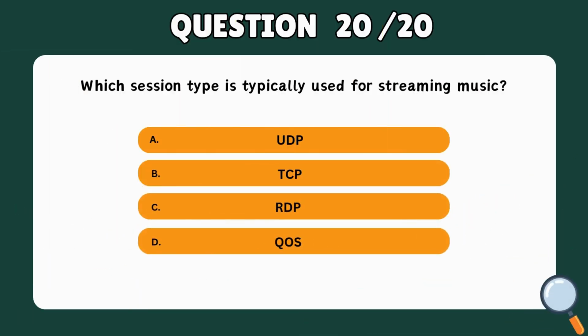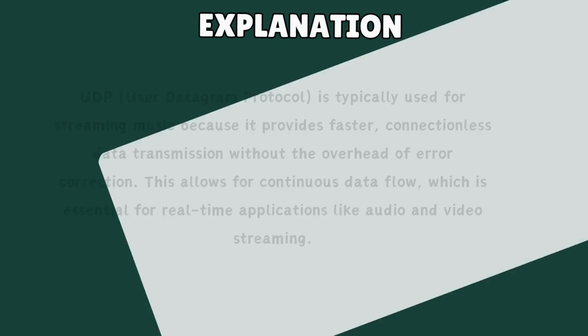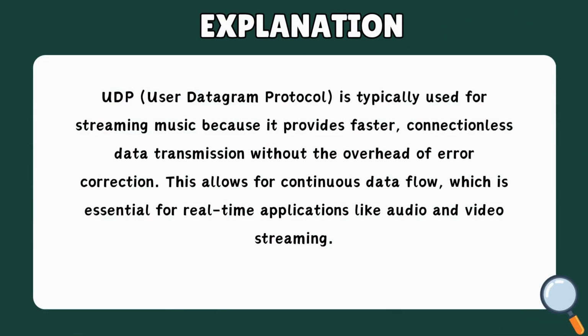Question 20. Which session type is typically used for streaming music? A. UDP. B. TCP. C. DP. D. QoS. Correct answer: A. UDP. UDP, User Datagram Protocol, is typically used for streaming music because it provides faster, connectionless data transmission without the overhead of error correction. This allows for continuous data flow, which is essential for real-time applications like audio and video streaming.